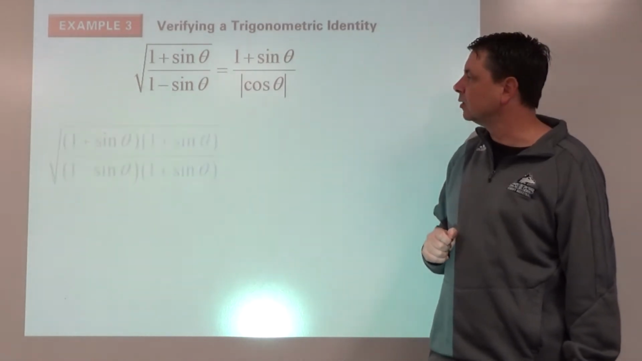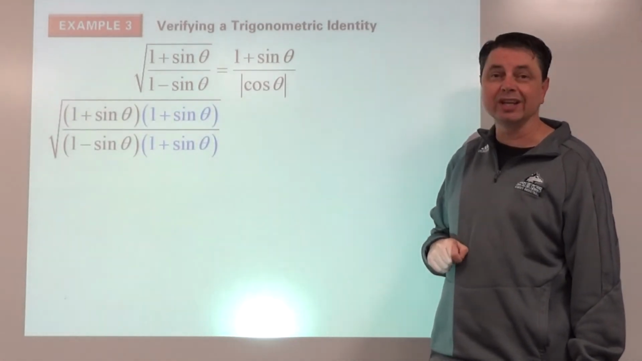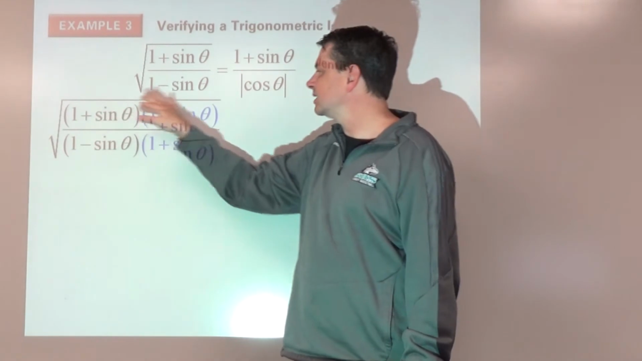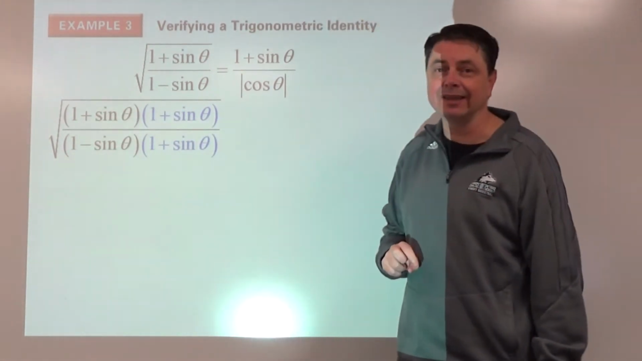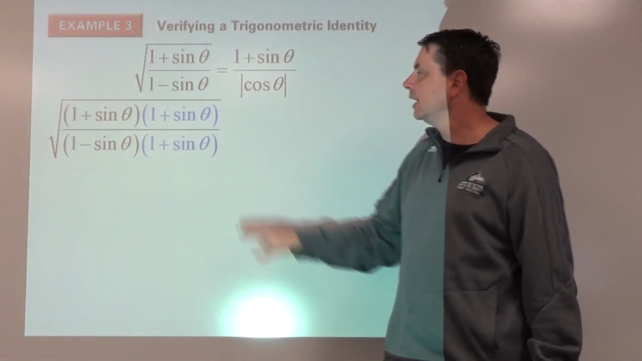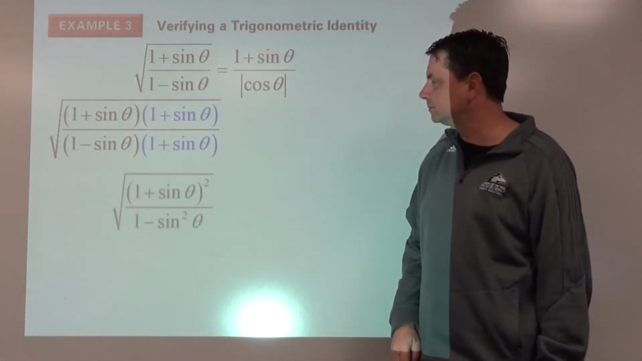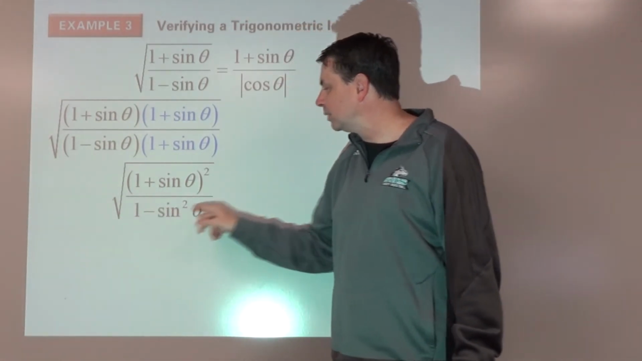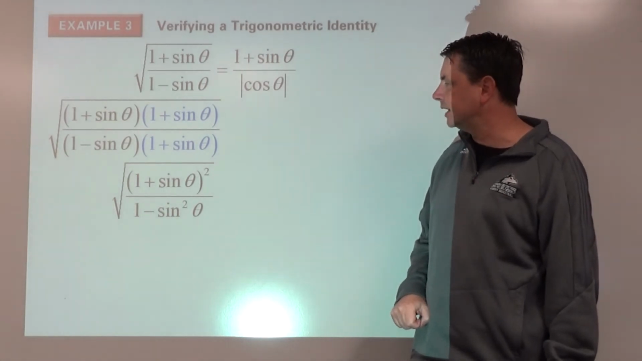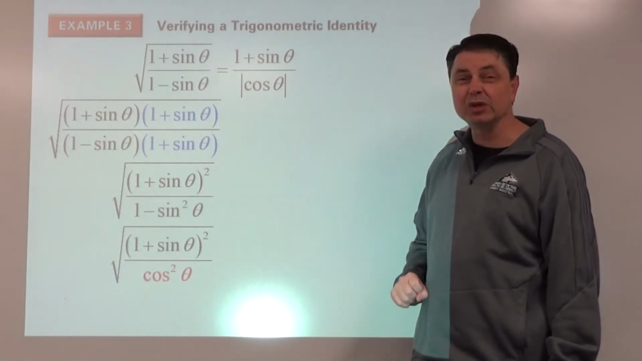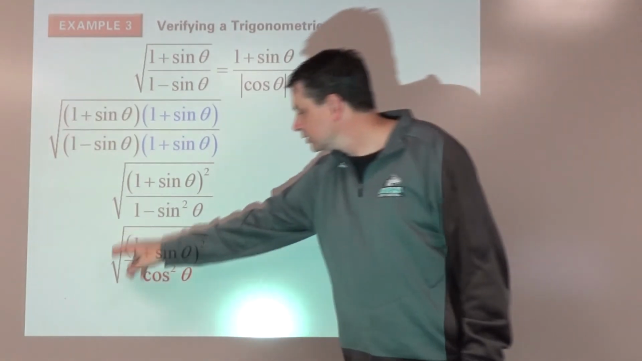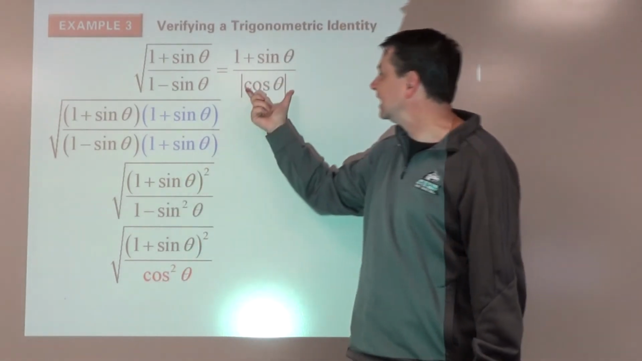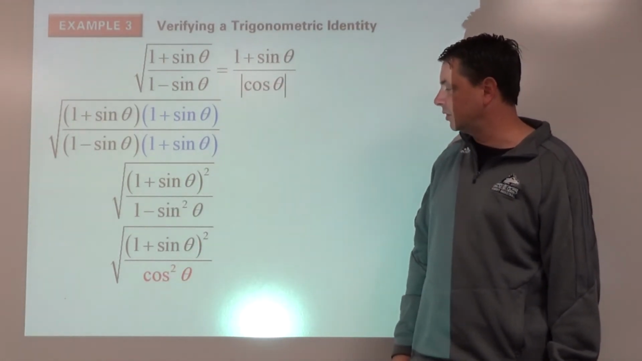We're going to multiply by the conjugate inside the root, top and bottom. So in which case, 1 plus sine theta times 1 plus sine theta is 1 plus sine theta, the quantity squared, and then this is a difference of squares. And then Pythagorean identity right there, 1 minus sine squared theta is cosine squared theta. Now we should be able to take the square root. Square root here, we get 1 plus sine theta. Square root here, we get the absolute value of the cosine of theta.